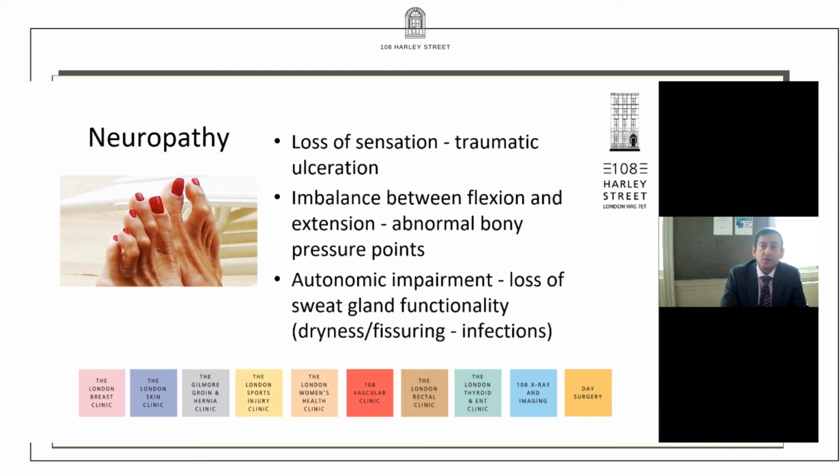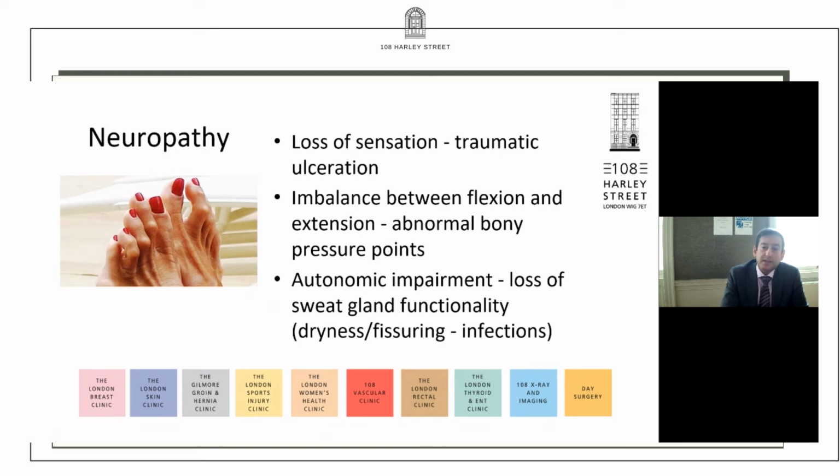Loss of sensation can lead to traumatic ulceration, with the patient being unaware of increased stress or pressure at particular pressure points in the foot. Motor impairment can bring about an imbalance between the flexion and extension aspects, as you can see in the picture here, clawing of toes, and they can bring about abnormal bony pressure points. So these patients can develop ulcers at abnormal points in the foot as well.